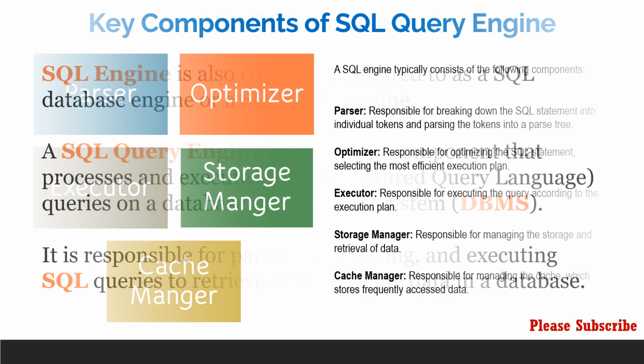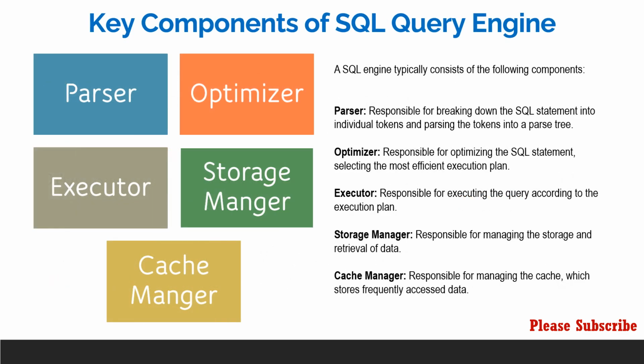So, what are the components of an SQL query engine? There are mainly five components. Parser, which is responsible for breaking down the SQL statement into individual tokens and parsing the tokens into a parse tree. Optimizer, which is responsible for optimizing the SQL statement, selecting the most efficient execution plan. Executor, responsible for executing the query according to the execution plan. Storage manager, which is responsible for managing the storage and retrieval of data. Cache manager, which is responsible for managing the cache which stores frequently accessed data.